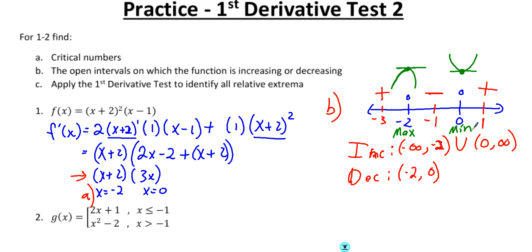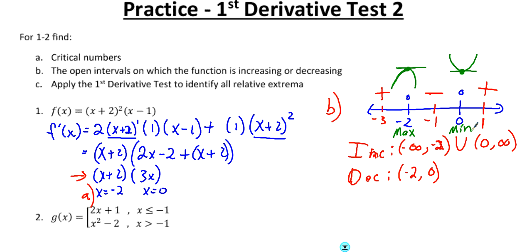So you see how all of these parts together work to find my critical numbers, my increasing, my decreasing, and my relative extrema all at the same time. Because I can't find my critical numbers and then not be able to do my first derivative test.